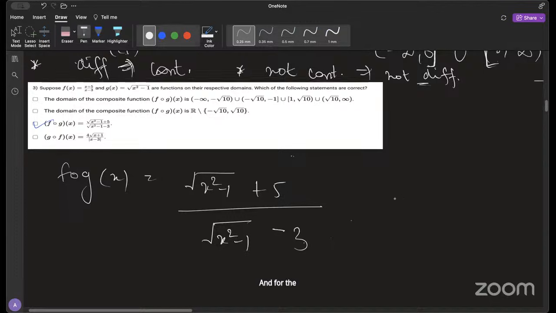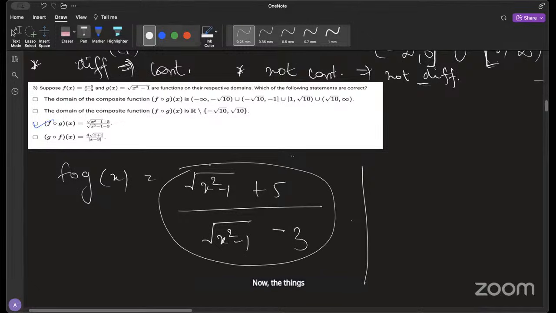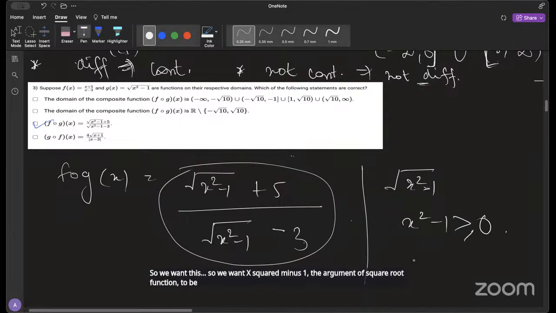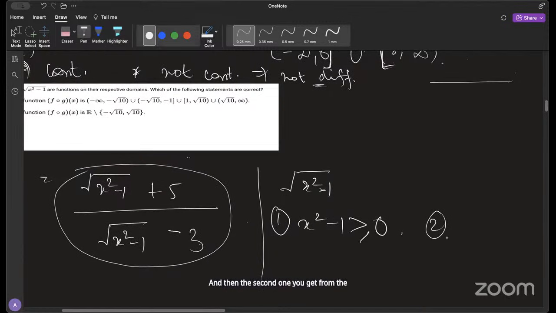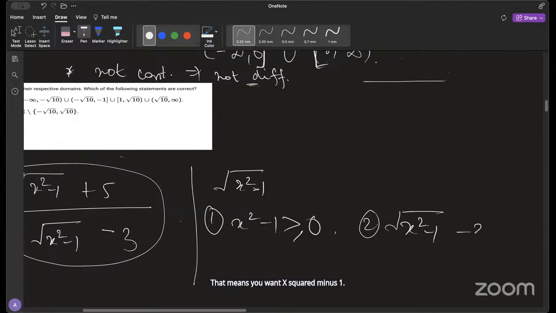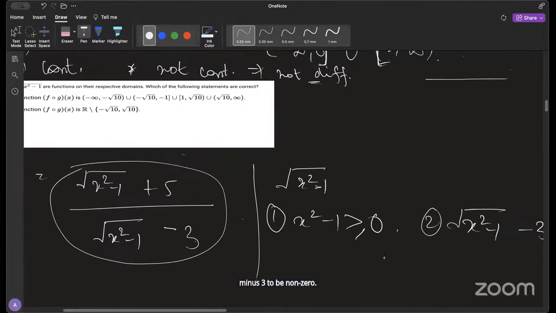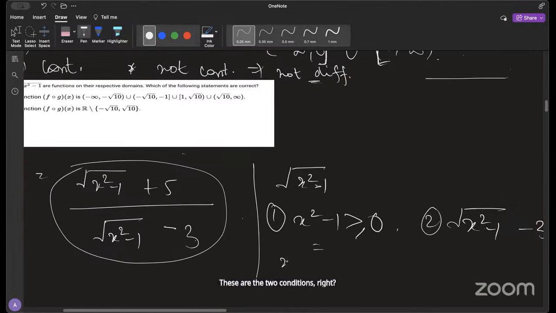And for the domain part, the things that can create a problem in this one are the square roots. This is a problematic factor. So we want x square minus 1, the argument of the square root function, to be greater than or equal to 0. The first condition is this. And then the second one you get from the denominator, you want the denominator to be non-zero. That means you want x square minus 1 minus 3 to be non-zero. These are the two conditions, right? So when you solve this, you have x minus 1 and x plus 1. And if you simply solve it, because we've done it a lot of times.